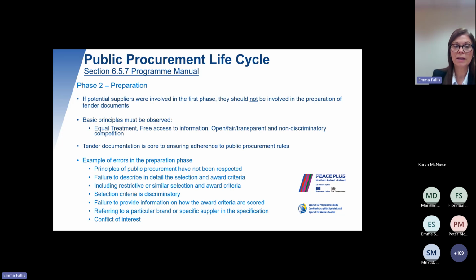So examples of errors in the preparation phase are principles of public procurement have not been respected, failure to describe in detail the selection and award criteria, including restrictive or similar selection and award criteria. Selection criteria is discriminatory. Failure to provide information on how the award criteria is scored, and referring to a particular brand or specific supplier in the specification. And also then conflict of interest.